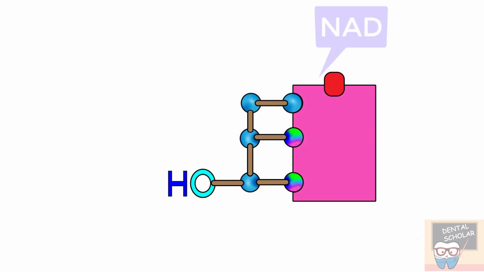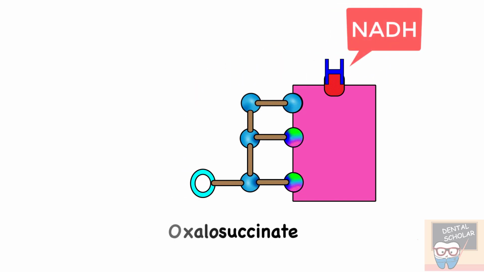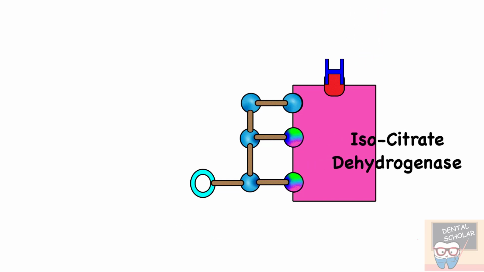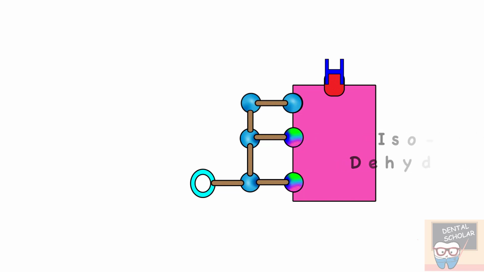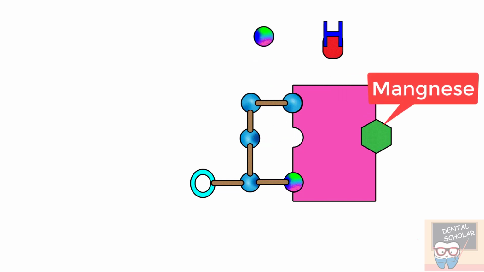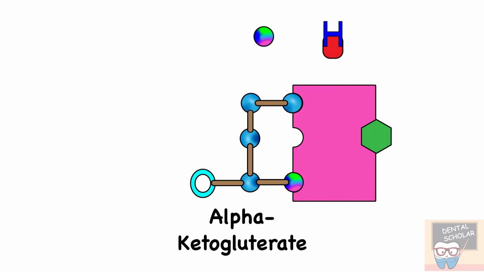In the next step, isocitrate first undergoes dehydrogenation. So there would be removal of hydrogen catalyzed by the enzyme isocitrate dehydrogenase. At this step, NAD is converted to NADH. So first NADH in citric acid cycle is produced at this step. Now it undergoes decarboxylation, that is removal of carbon, to form a 5-carbon molecule called alpha ketoglutarate.